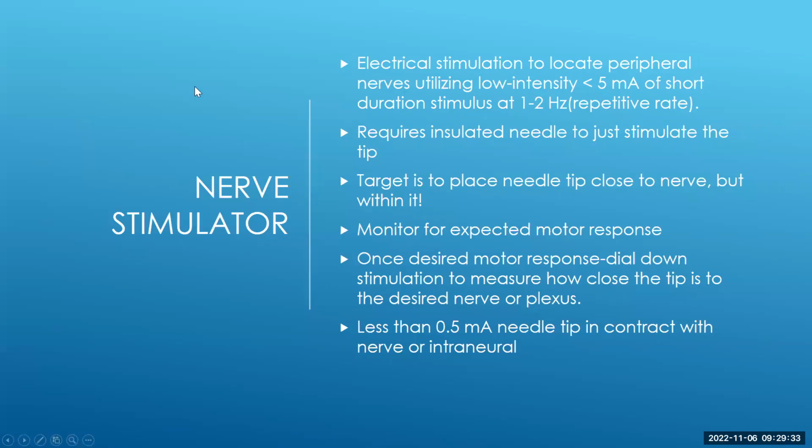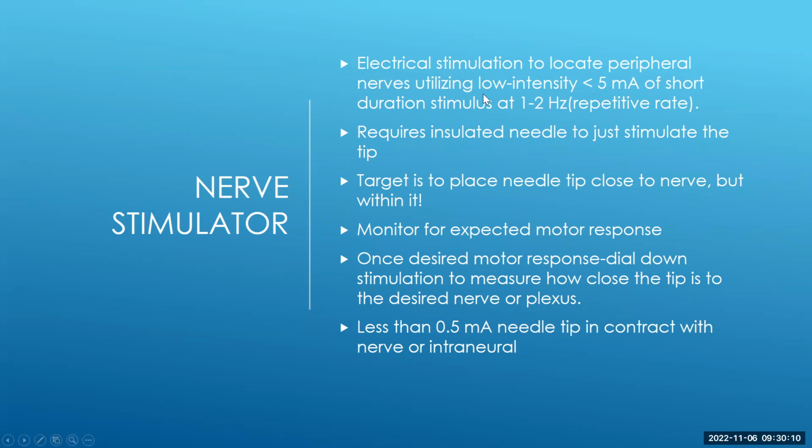All right, so nerve stimulator. We talked about ultrasound a lot, and now we're going to talk about the nerve stimulator. Electrical stimulation to locate the peripheral nerve utilizes low intensity, less than 5 mA, and I would say really 1 mA for superficial blocks and maybe 1.5 for deep blocks. That type of electrical stimulation lets us know that we're getting closer to the nerve. Once we get really good motor stimulation, we can dial down to let us know how close we are to the nerve, and make sure that we're not in the nerve.